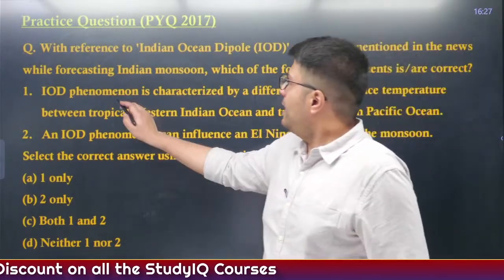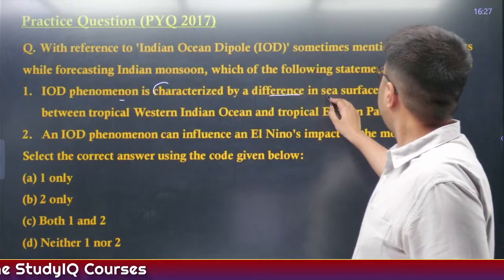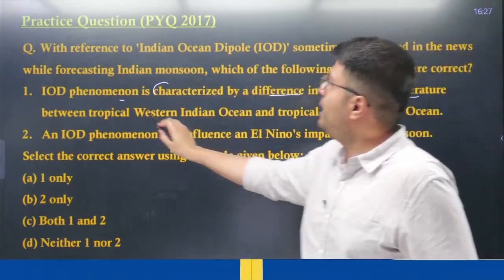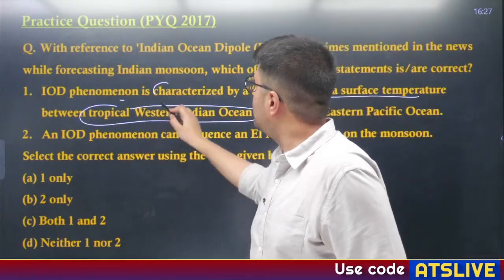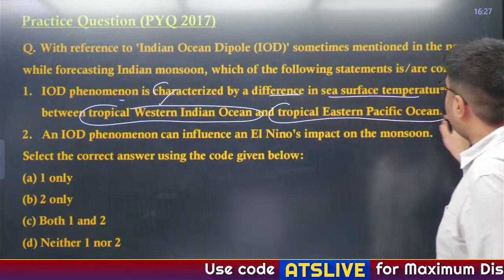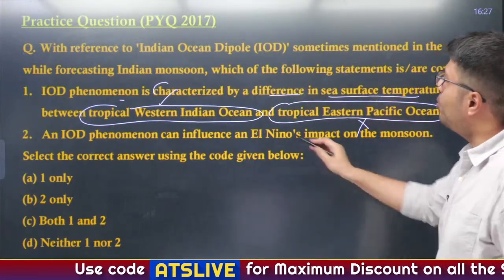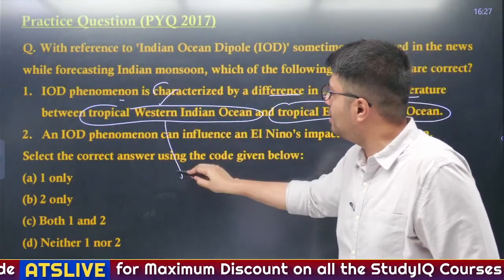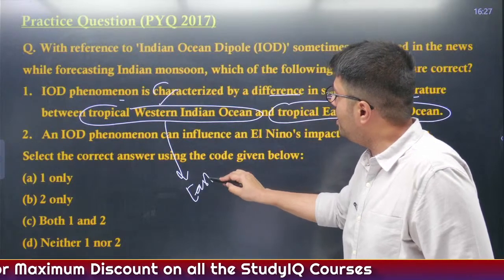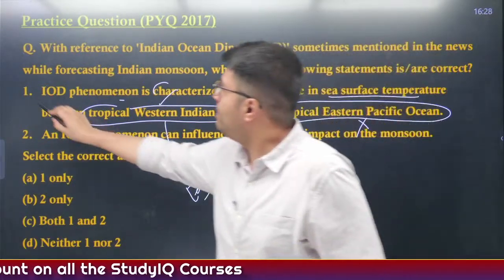Well, IOD is a phenomenon characterized by the difference in sea surface temperature between the tropical Western Indian Ocean, this is correct, and the tropical Eastern Pacific Ocean, this is incorrect. I told you it is the temperature difference between the Western and Eastern part of the Indian Ocean only. So, the first statement becomes incorrect.